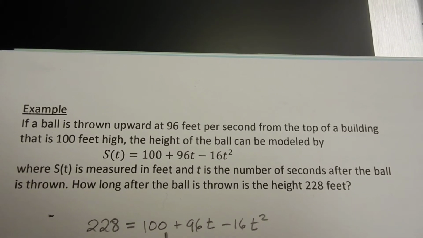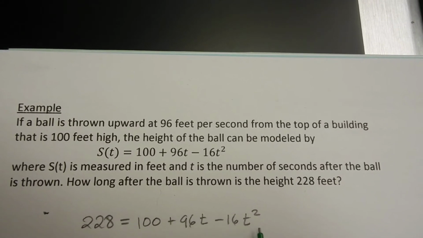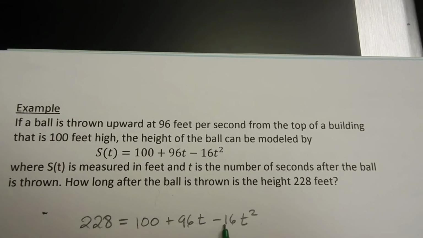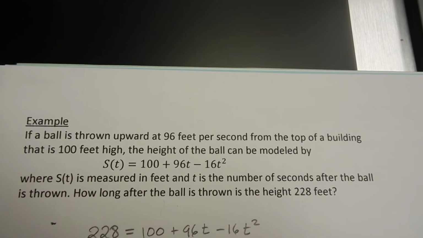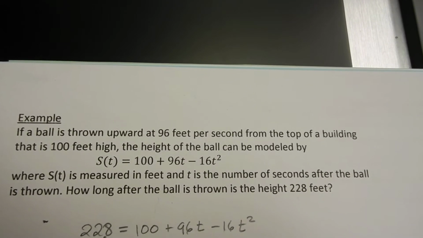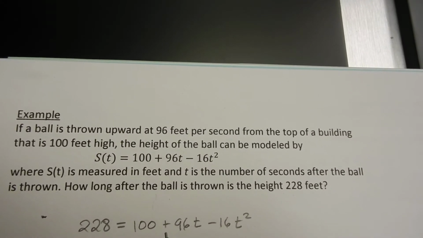Again, in a few sections prior, we could use the intersect feature of our calculator. We would plug that into y1. This would create a parabola opening down, since that's a negative quadratic coefficient. This would be a horizontal line at 228, and then find out where they intersect, and then use the input value of the intersection points as answers. But we want to use the quadratic formula.